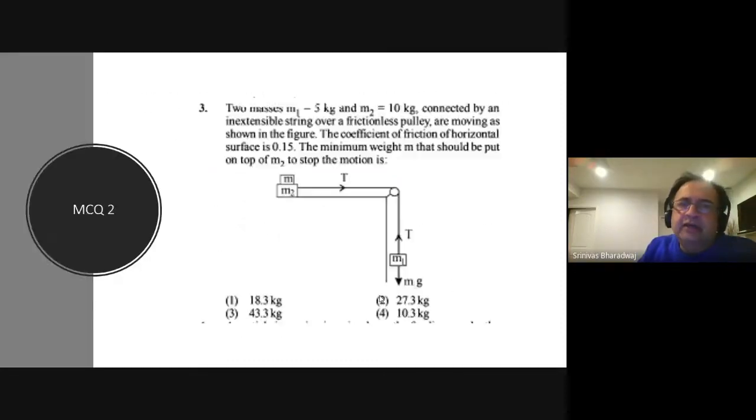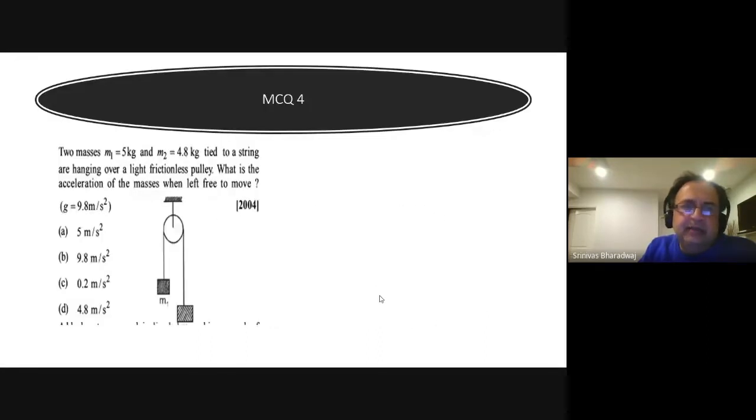Now, having explained all this, these are the questions I went through last time. Today I'm going to do some other questions. This question is very straightforward. Notice, 2004 is a JEE question. Two masses M1 and M2 tied to a string are hanging over a light frictionless pulley. Light and frictionless are very important. What is the acceleration of the mass when left free to move?